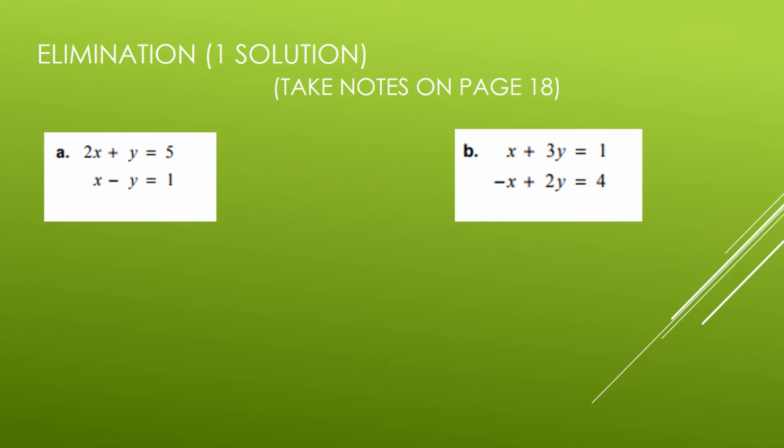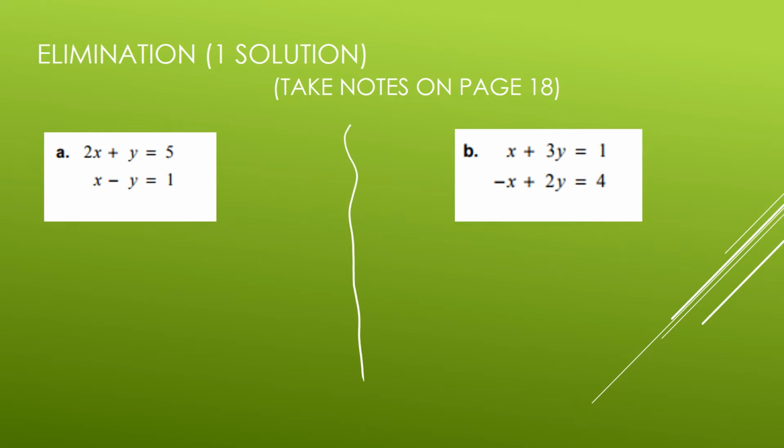Okay, we're going to work through two examples here. A, I'm going to work with you, and then B, I'd like for you to pause and try on your own. I believe we should have talked about these in class today, but just to recap, what you want to do is add straight down in each column. So the 2x and the x, the y and the negative y, and the 5 and the 1. But what you want to try to do is to get one of the variables to cancel. It doesn't matter which one is first, it's just whatever's easiest.